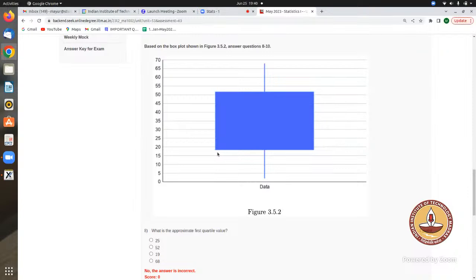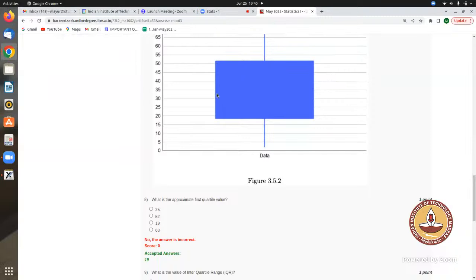Yes, sir. Let's say Q1 is around 18 or 19, somewhere around that, and Q3 is maybe 52. What is the approximate first quartile value? First quartile means here, so it should be 18 or 19. I'll say 19 because there is no closer value. This is not definitely 25, not definitely 52, and not definitely 68. So the closer one is 19.